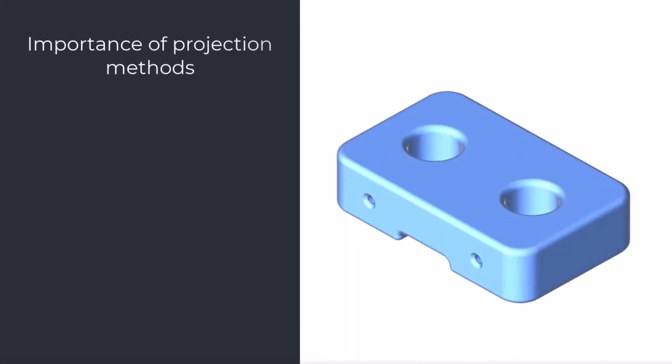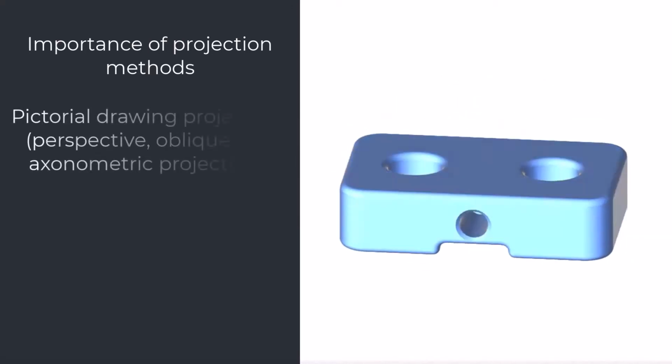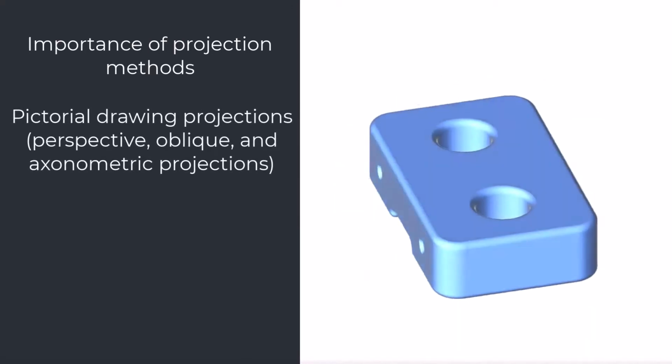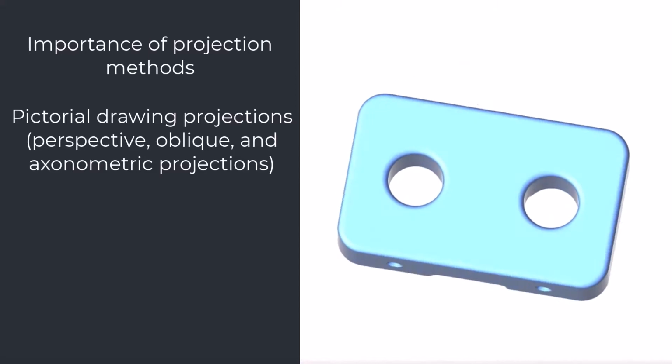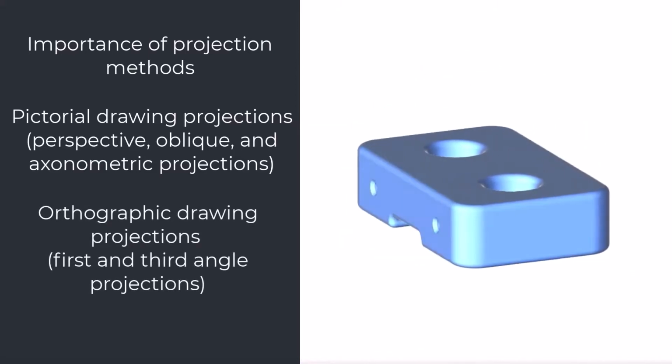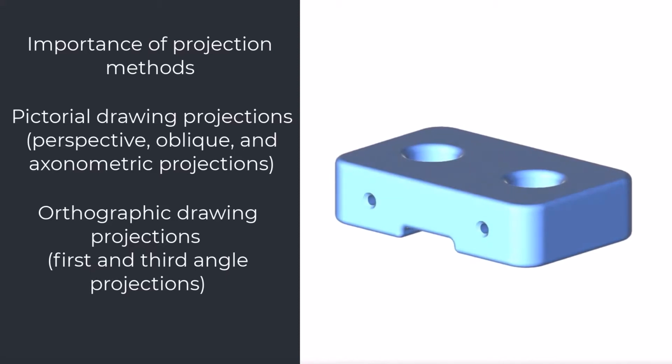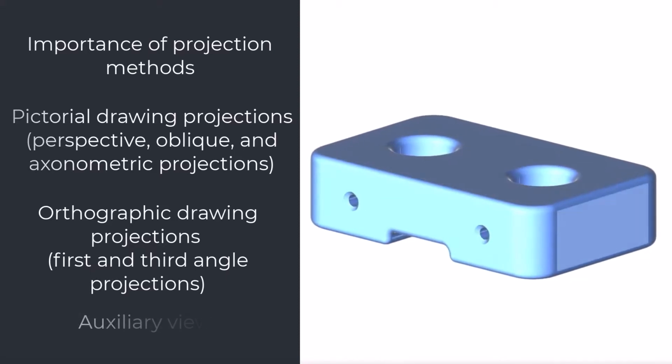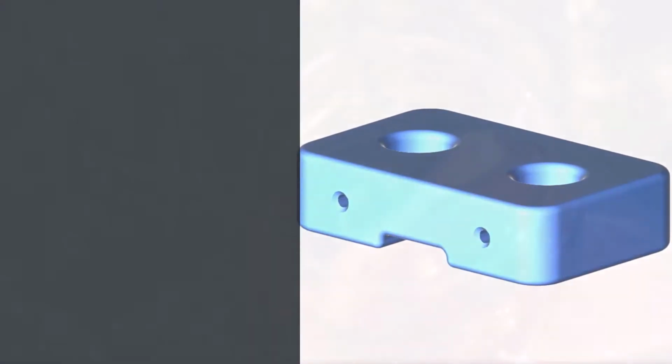Hello Newtonians! In this video, we are going to learn about projection methods on engineering drawings. We are going to look at why projection methods are important, and we will learn about pictorial drawing projections like perspective, oblique, and axonometric projections. Furthermore, we are going to look into orthographic drawing projections and see what the first and third angle projection method means and what the difference is. In the end, we will look into the auxiliary views.